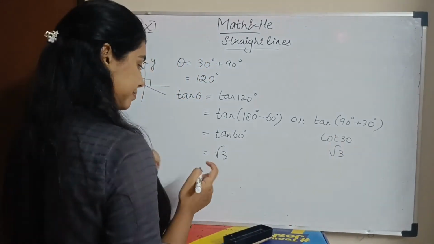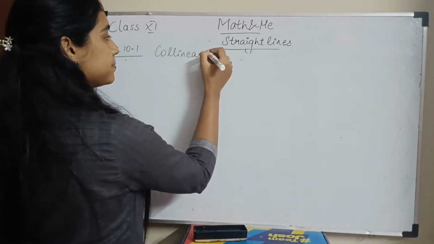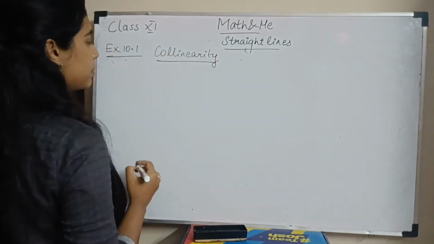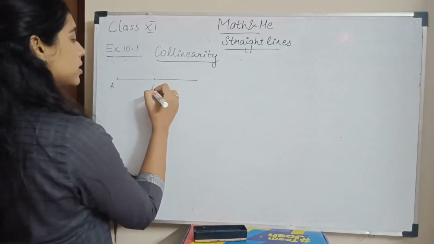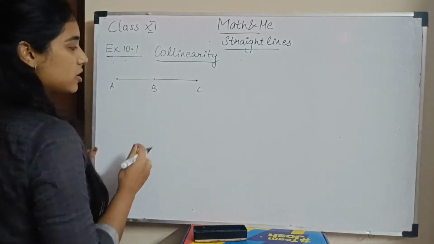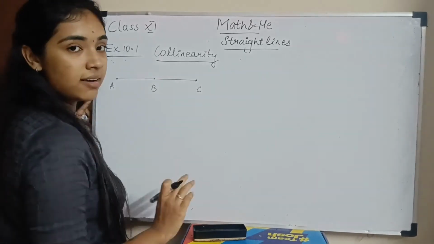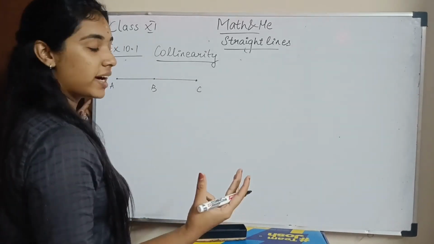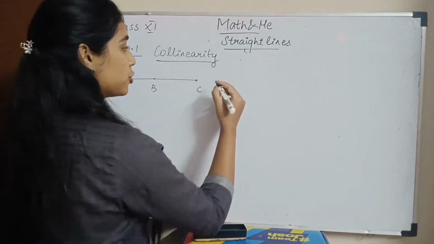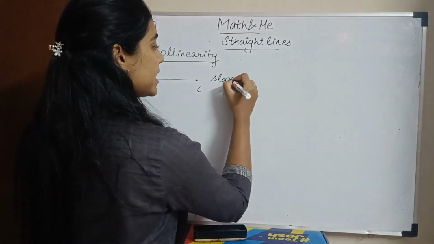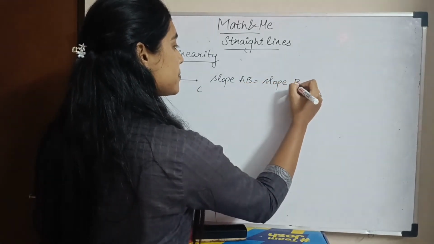Okay. Next comes the concept of collinearity. So what does that mean? In a line, when you have A, B and C on the same line, it means that the points A, B and C are collinear. But how do you prove that? Slope AB equals slope BC. That is how you prove it. So when it comes to collinearity, slope AB equals slope BC.